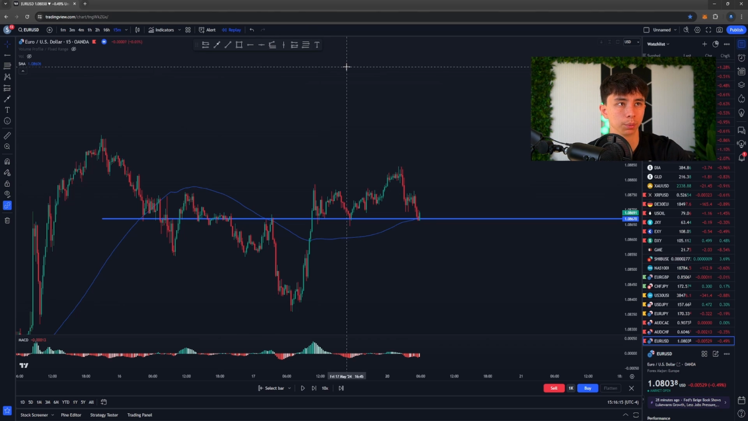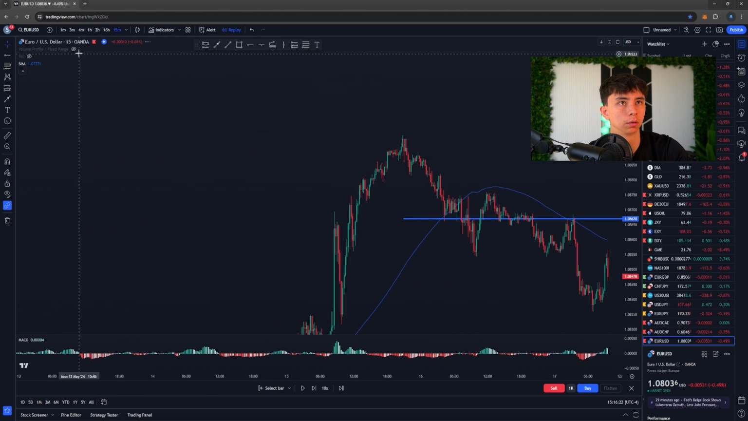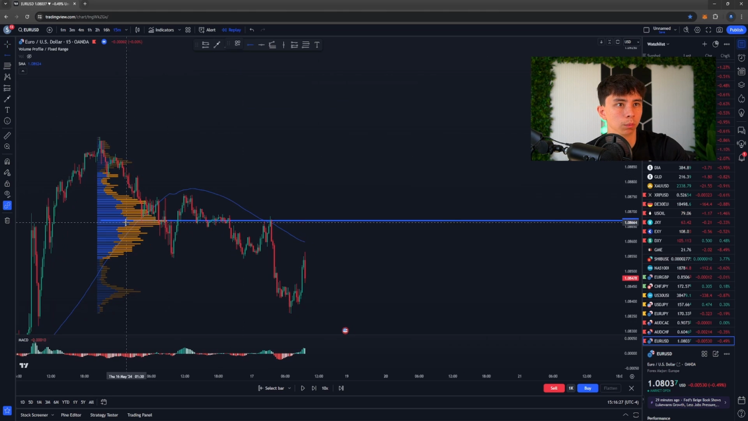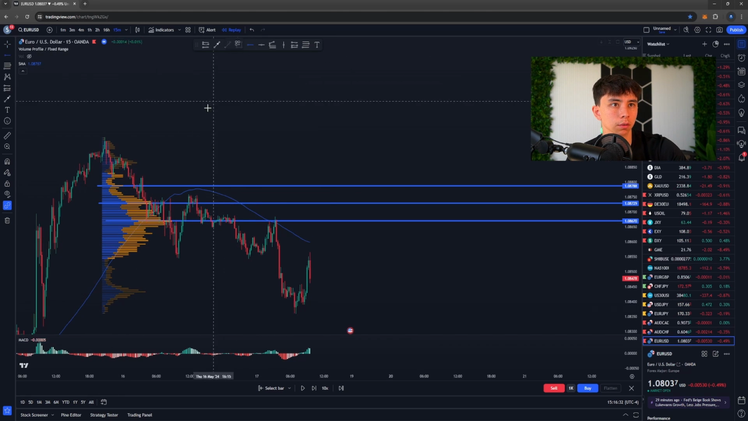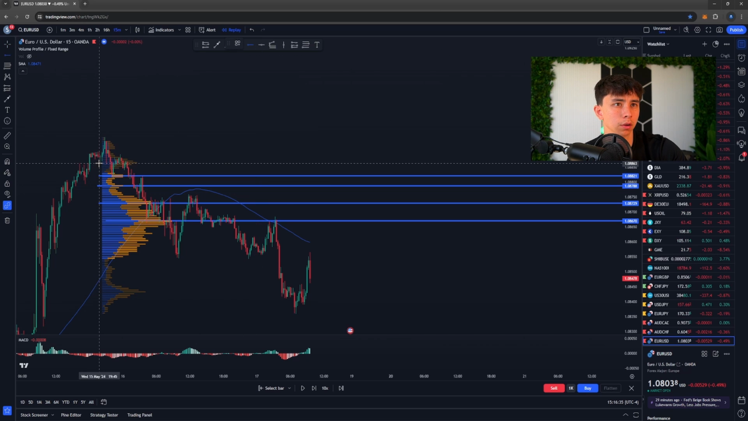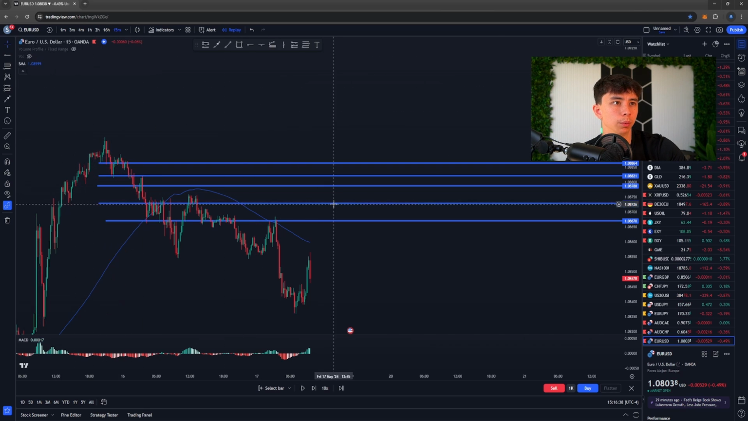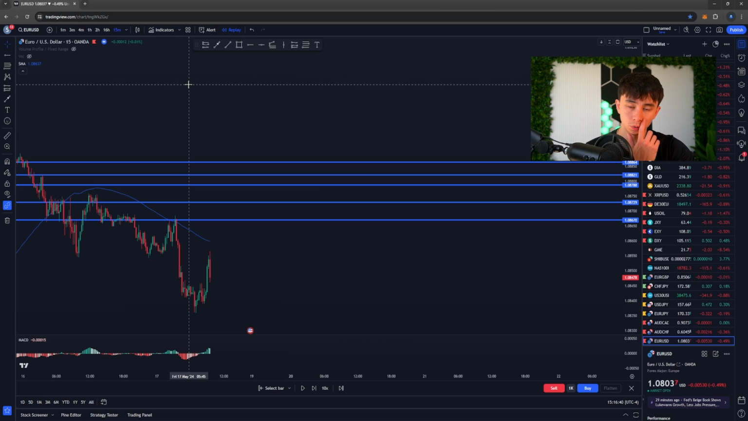So for example, we can go back again and turn on our volume profile. And as you can see, we can mark some other highs. So this was a high here too. This was a high of it here too. This was a high here too. This was a high here as well. So now we have multiple levels that we could choose to exit at.